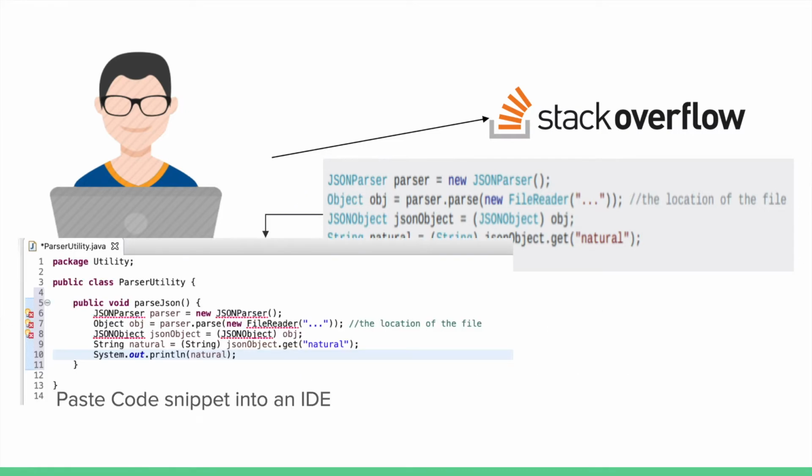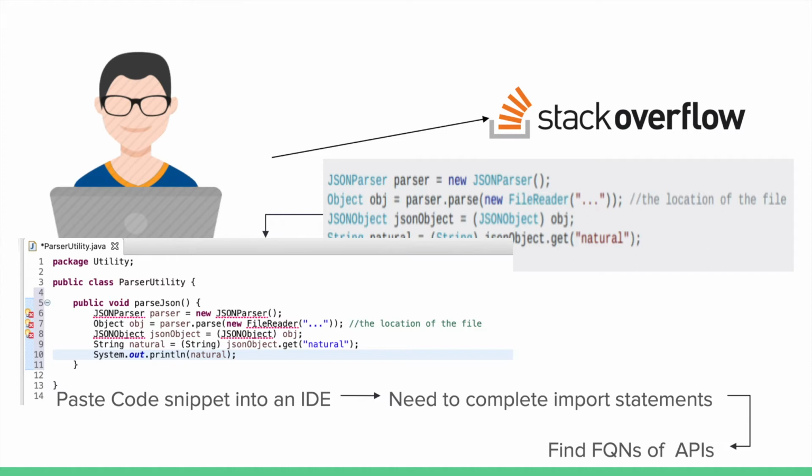Again, if he wants to paste the code in an IDE, it will show some errors. For example, in lines 6, 7 and 8, you can see there is some error just because the IDE doesn't know the exact fully qualified name or exact import statement. So to make the Stack Overflow code compilable, he needs to complete the import statements, and to do that he also needs to know the fully qualified names of the APIs.